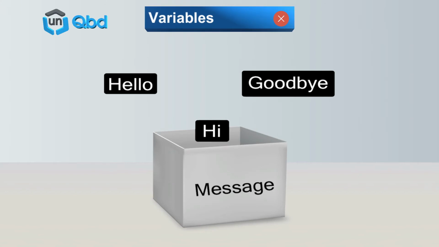A variable is a named location in computer memory that holds information for later use. Think of a variable as a box that has a name. The contents within the box can change, but the box name stays the same. In the example below, the box is named message. You could store greetings such as hello, hi, or goodbye within it. Variables are great because the information within it can change or can be accessed when needed.